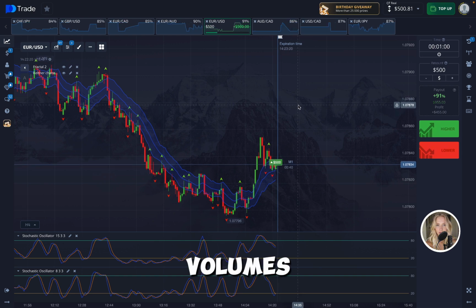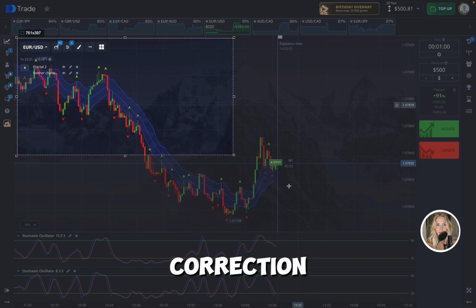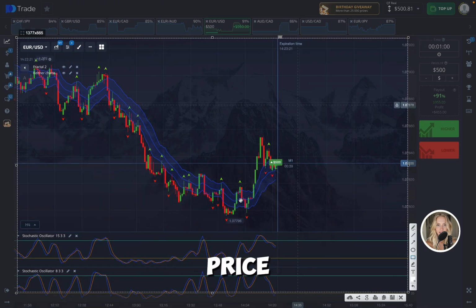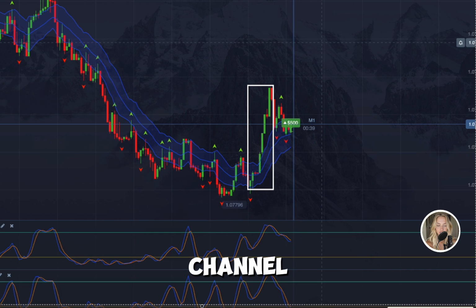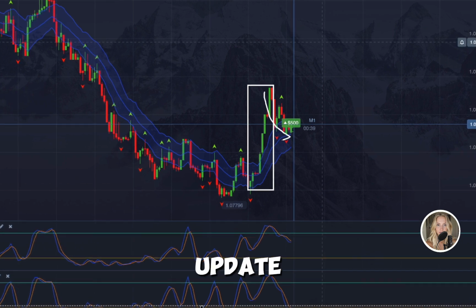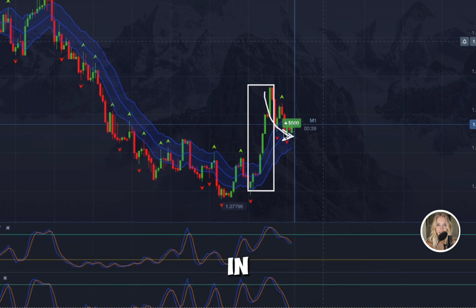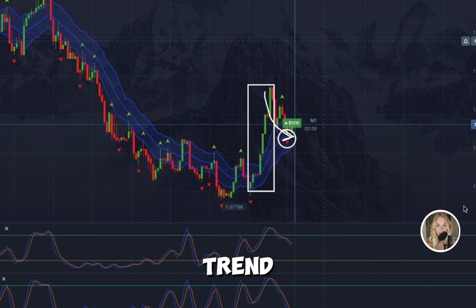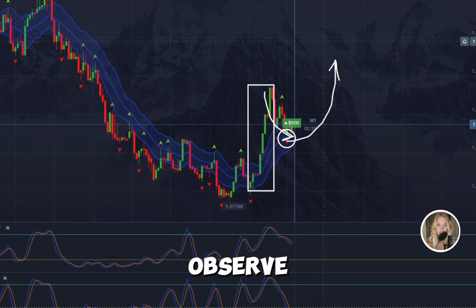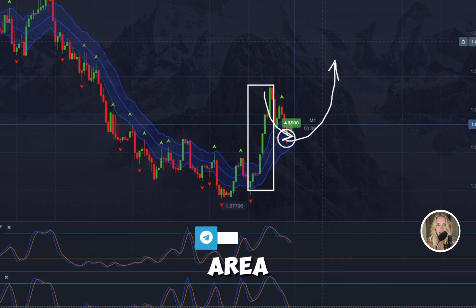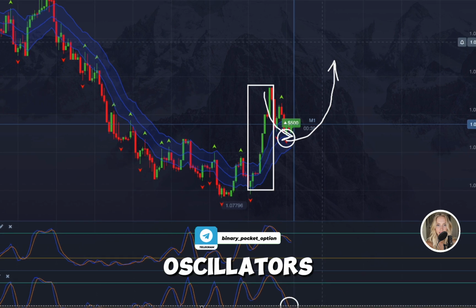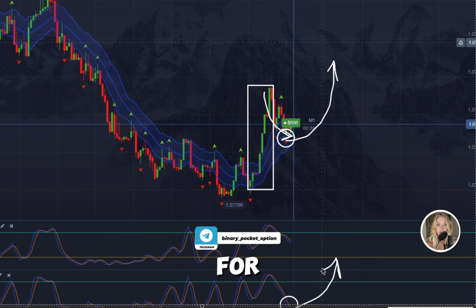We saw rising volumes, then there was a price correction. There was a rollback again, and the price movement went into the intra-channel part. There has been an update of the local minimum, and in such cases it is necessary to open a deal in continuation of the actual trend. But in our case, we open a deal to increase and also necessarily observe an exit from the oversold area. On one of the oscillators, this signal will be enough for me.